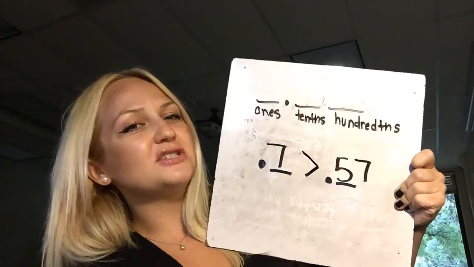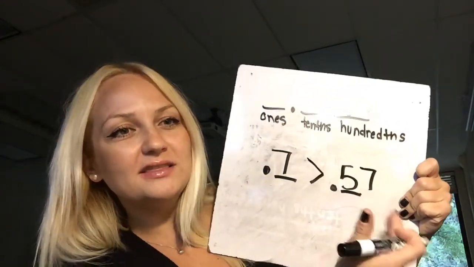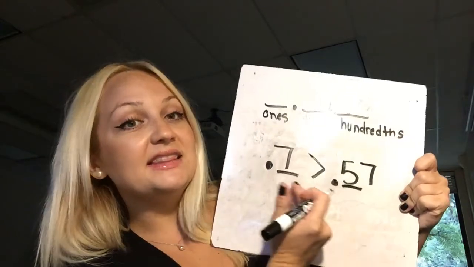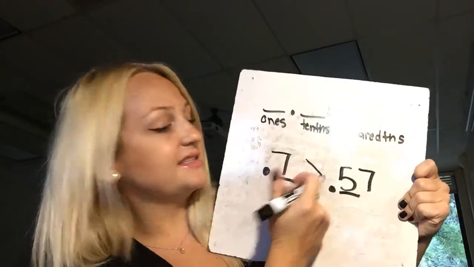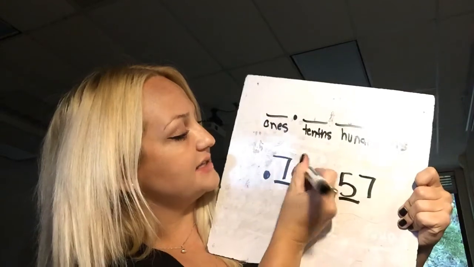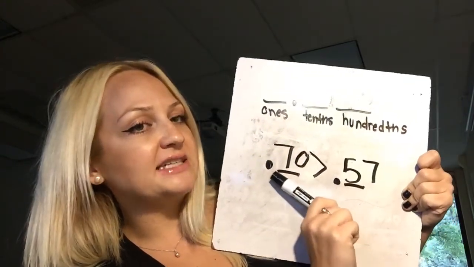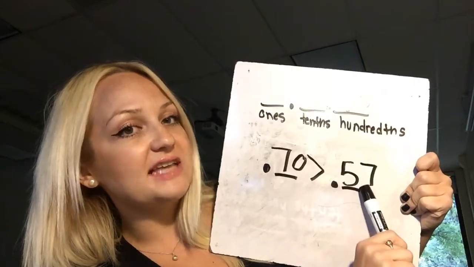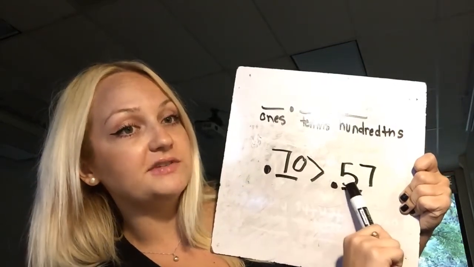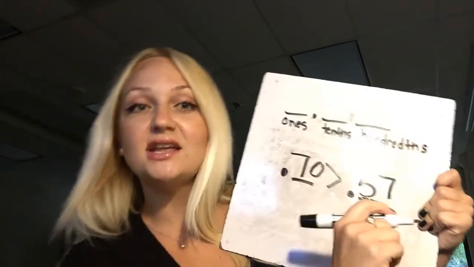Now, if you're asking yourself, how is the 7 bigger? This one has two digits. This 7 tenths is actually the same as 70 hundredths. So if you were to look at it like that, 70 hundredths or 57 hundredths, what's bigger, 70 or 57? The 70.